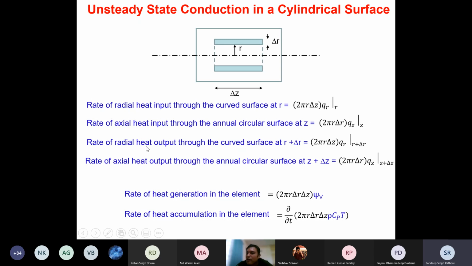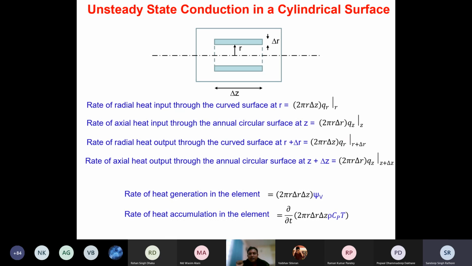Now the output for the radial direction will be what? The rate of radial heat output through the curved surface at r plus delta r is going to be 2 pi r delta z qr at r plus delta r. Similarly, the output from the axial direction will be 2 pi r delta r qz at z plus delta z. Do you all agree with these input and output terms? Yes, sir.